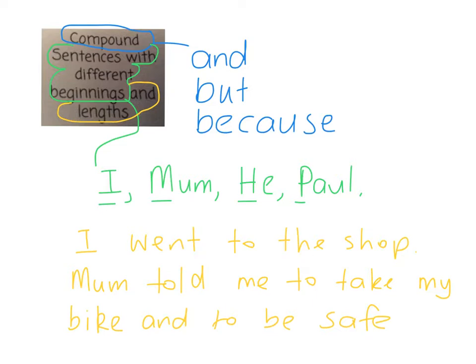We don't want to see lots of the same types of sentence. Here's an example. I went to the shop. Simple, short sentence. Mum told me to take my bike and to be safe. Two different length sentences. Try to mix them up to make it more interesting for the reader.